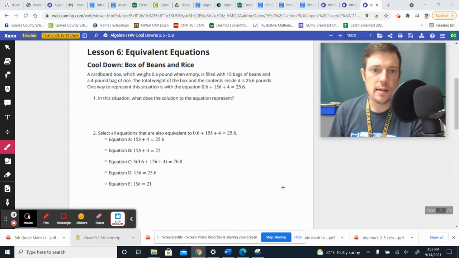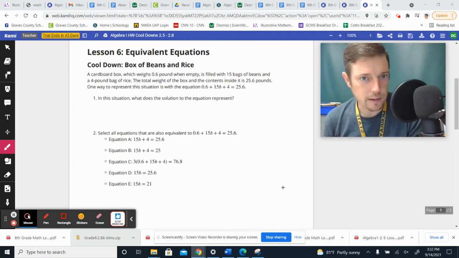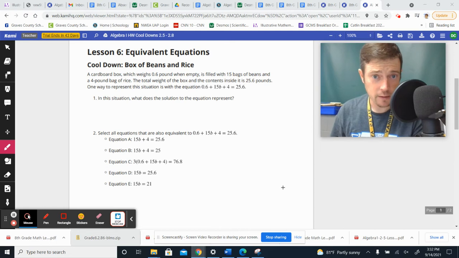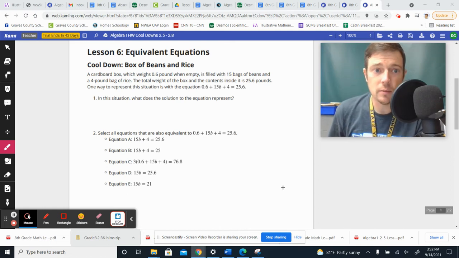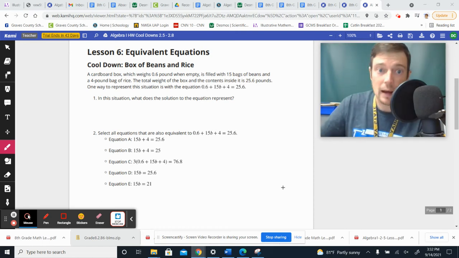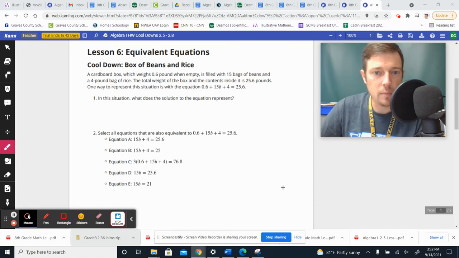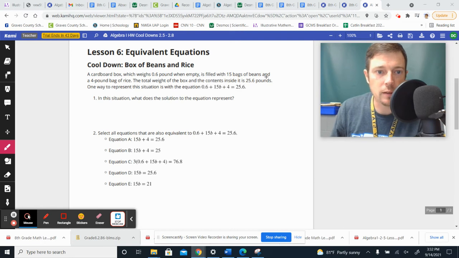We're looking at equivalent equations, and we have a box of beans with rice in it. The box has weight to it. The beans come in so many bags of them, and you've got a 4-pound bag of rice in the box. So all of this combined together makes a total weight of 25.6 pounds. One way that we can represent this is 0.6 for the box plus 15 times B to represent all of the bags of beans and what that would weigh, plus the 4-pound bag of rice, and that will equal the total. So that equation represents everything.